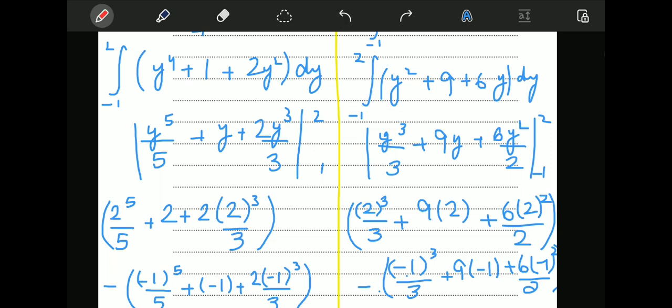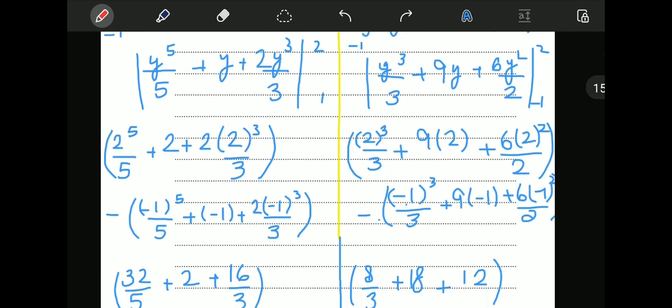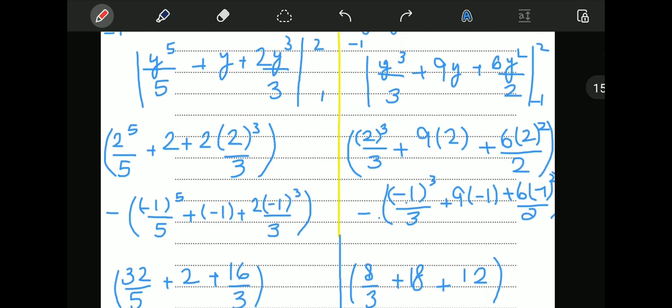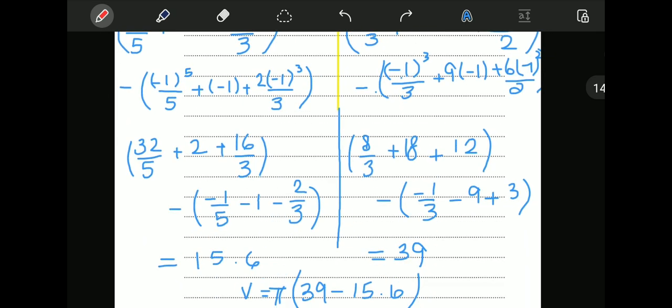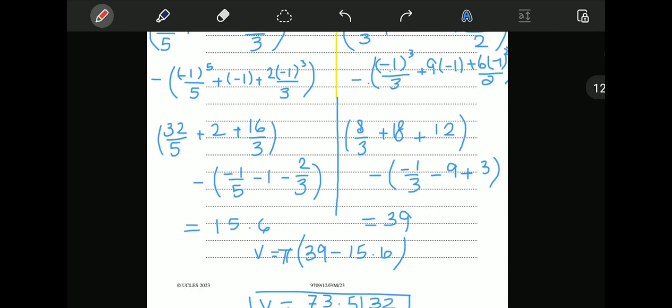Now solving this, putting the values of the limits. First you will put the 2 in this and then minus 1. So show them by putting the limits clearly, and then minus 1 in both your integrations. Arrange all this, solve them, and we get these two values, 15.6 and 39.